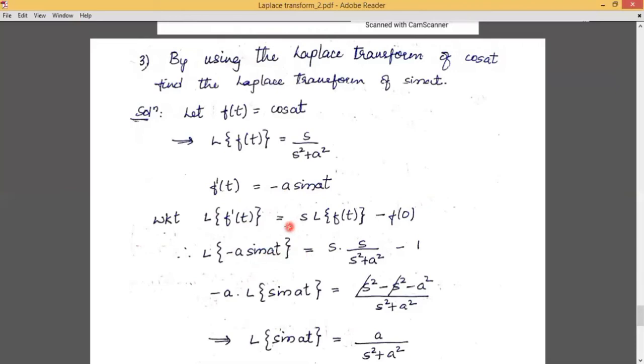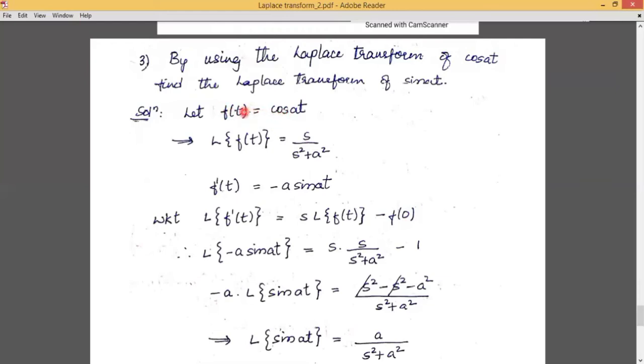It's equal to s into Laplace transform of f of t. f of t is cos at. Laplace transform of f of t is s by s square plus a square. That we have written. So it is s square by s square plus a square, minus f of 0.